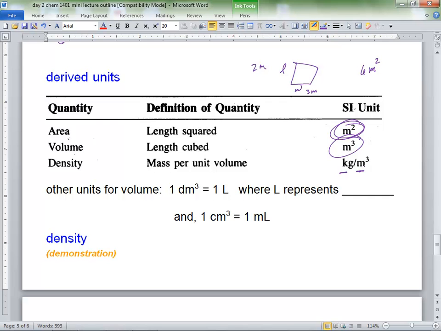And then for volume, instead of using cubic meters a lot, they like liters and milliliters, right, especially in all these drinks. So 1 cubic centimeter is 1 milliliter, right? 1 cubic decimeter is 1 big L, where L represents, what is L called? A liter. Okay.